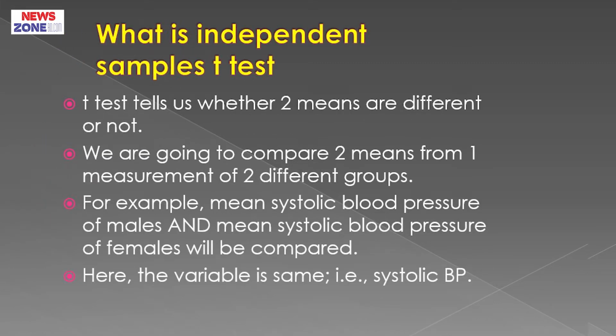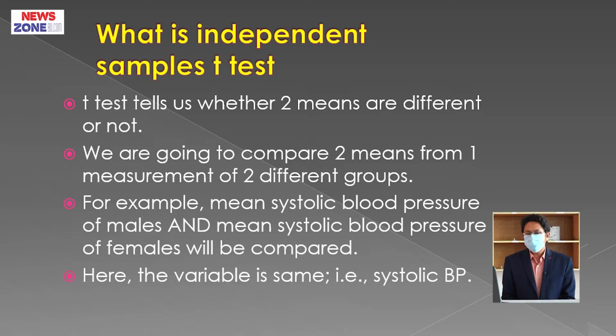So, what is independent samples t-test? T-tests tell us whether two means are different or not. We are going to compare two means from one measurement of two different groups. For example, mean systolic blood pressure of males and mean systolic blood pressure of females will be compared. Here the variable is same, that is systolic blood pressure.